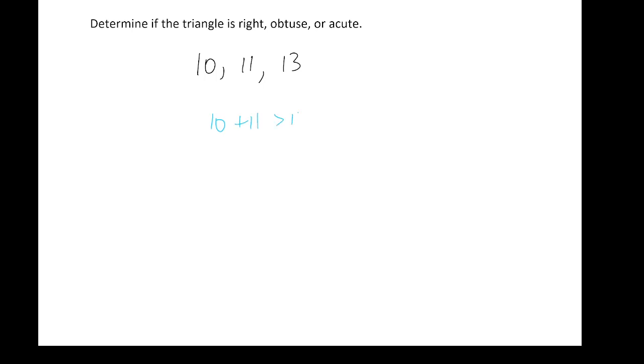10 plus 11 greater than 13. Checks out. 11 plus 13, of course, is going to be greater than 10. Both of those numbers are greater than 10. And 10 plus 13, which is greater than 11, right? So all three inequalities work out. So yes, it's a triangle. That's important, because if not, we're kind of just wasting our time. All right, so here's what we do.